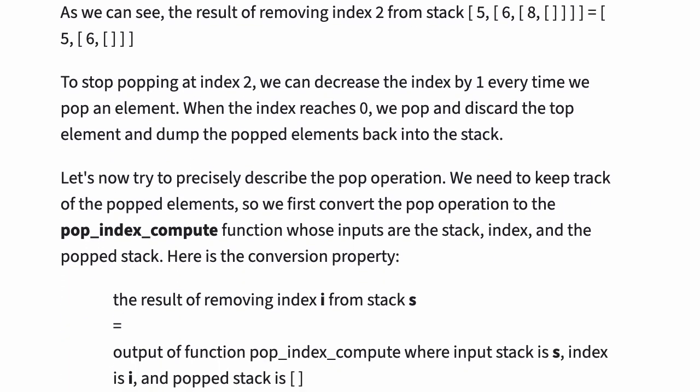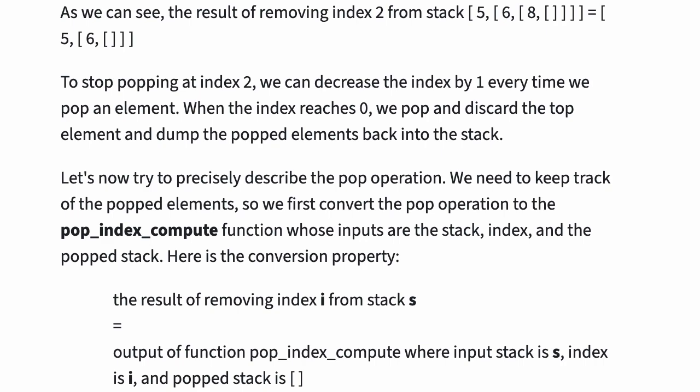As we can see, the result of removing index 2 from stack 5, 6, 8 is equal to the stack 5, 6. To stop popping at index 2, we can decrease the index by 1 every time we pop an element. When the index reaches 0, we pop and discard the top element and dump the popped elements back into the stack. Let's now try to precisely describe the pop operation.